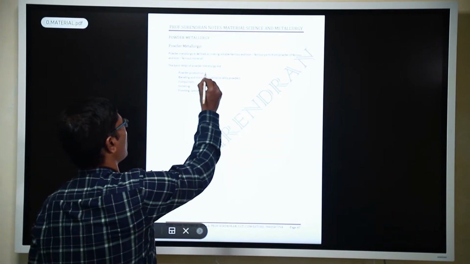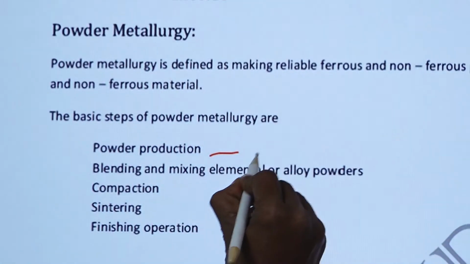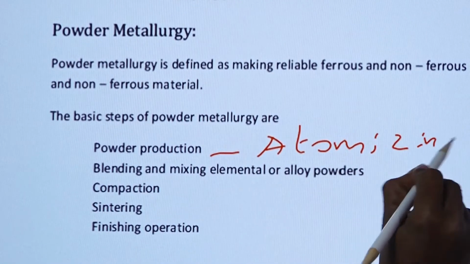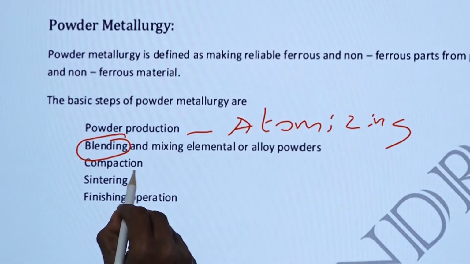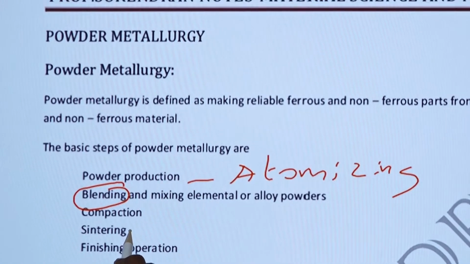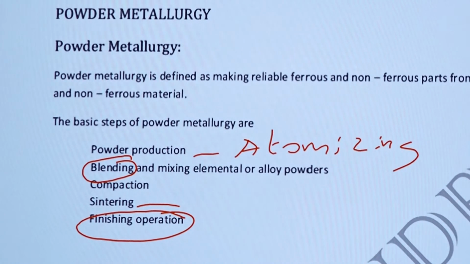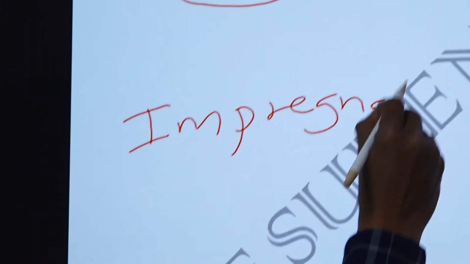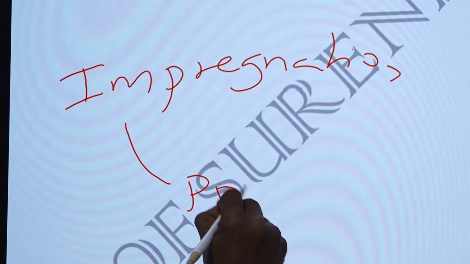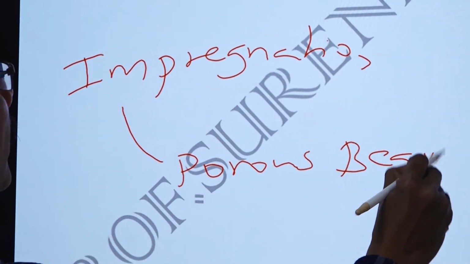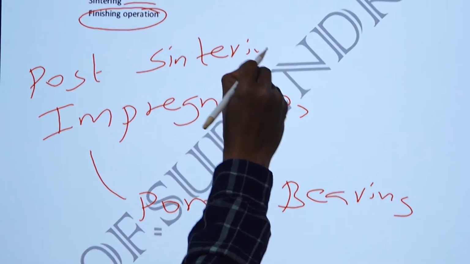In powder metallurgy we are having the powder production process, which can be done by atomizing. Next is blending, where we are mixing the powder, and in compaction we are providing the particular strength. Sintering is the heating process, and after that the finishing process. The next post-sintering operation is impregnation. During impregnation, porous bearings can be made. This impregnation is the post-sintering operation.